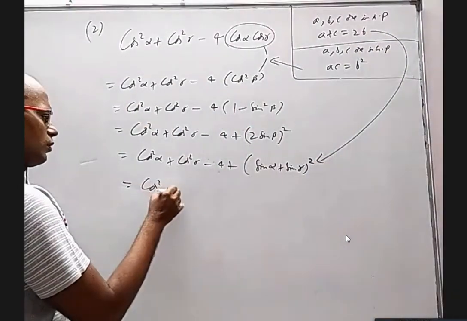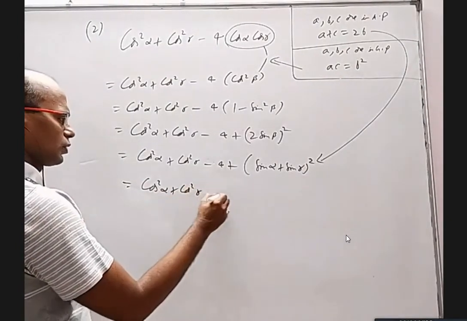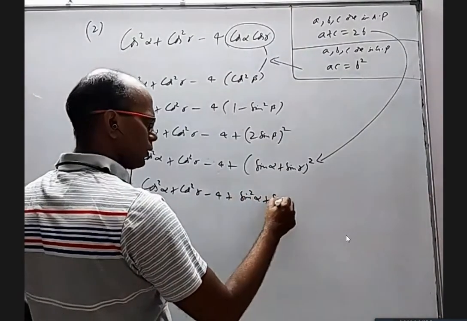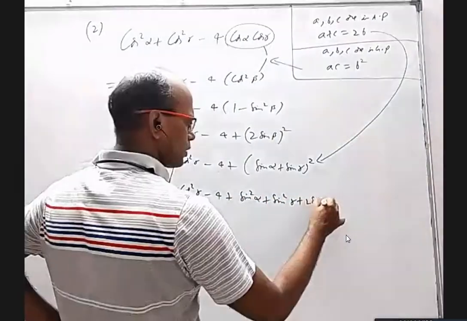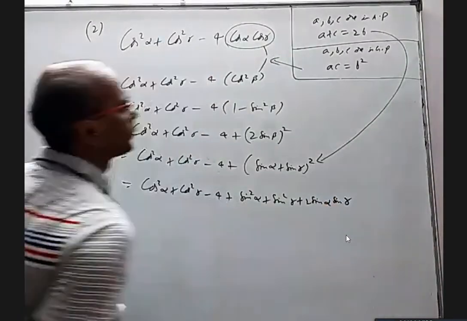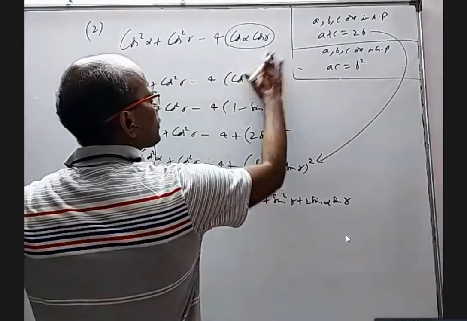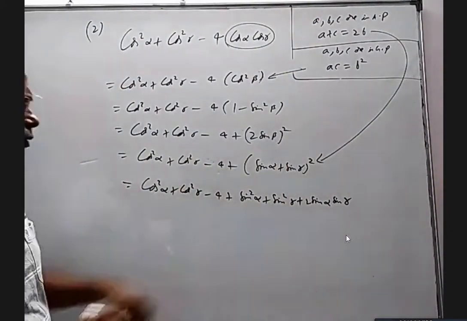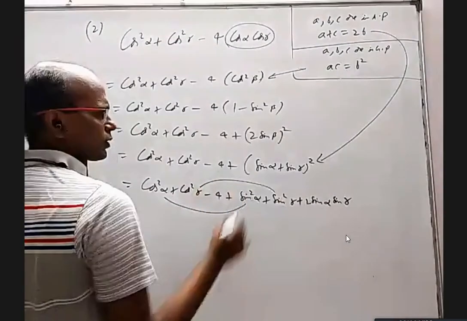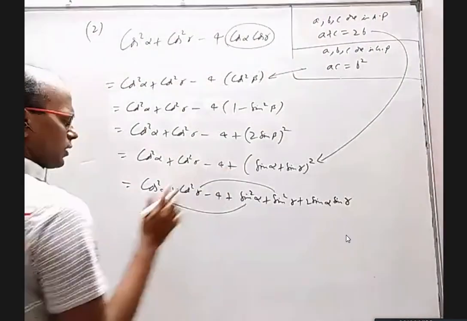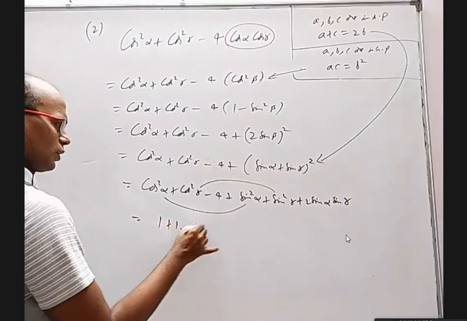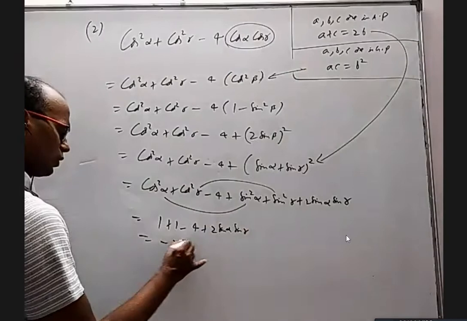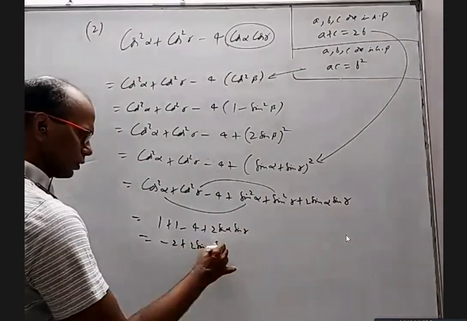So cos square alpha plus cos square gamma minus 4. If I just expand, I'll get sin square alpha plus sin square gamma plus 2 sin alpha sin gamma. Now cos square alpha plus sin square alpha is 1. Cos square gamma plus sin square gamma is 1. And this is left as it is. So 1 plus 1 minus 4 plus 2 sin alpha sin gamma. This is minus 2 plus 2 sin alpha sin gamma.